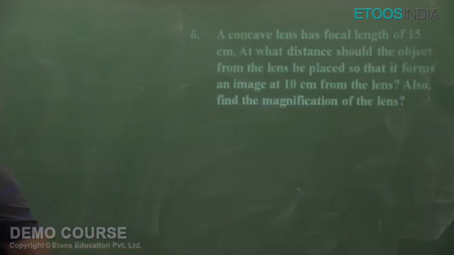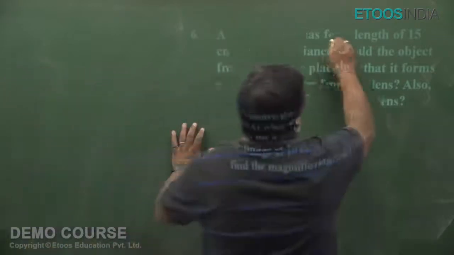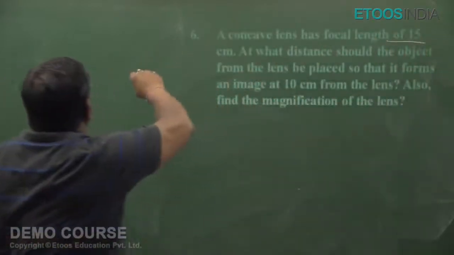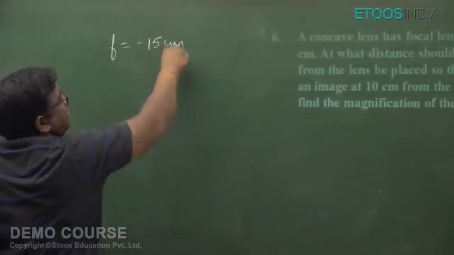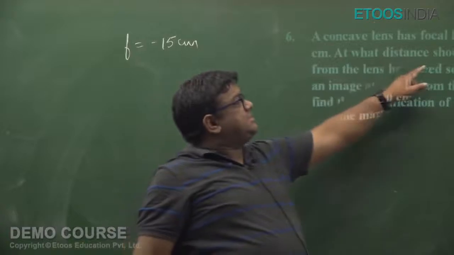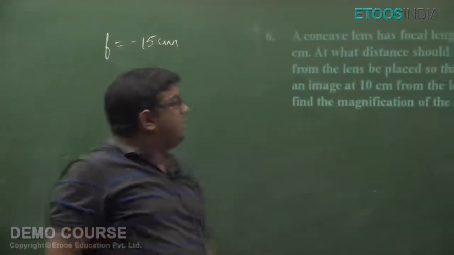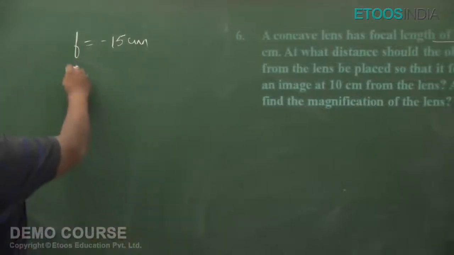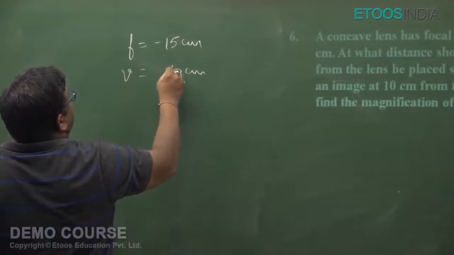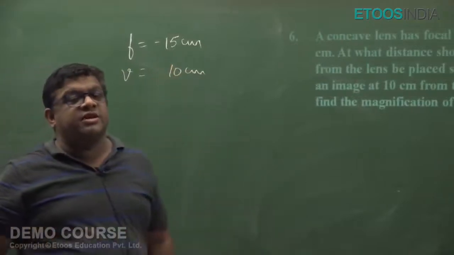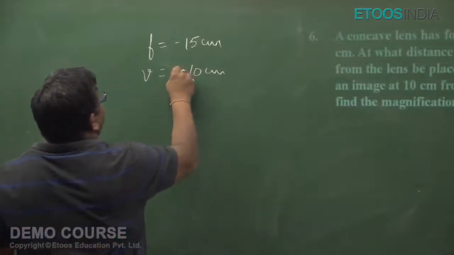A concave lens has focal length of 15 centimeter. We know that the concave lens has focal length always negative. Is it clear? At what distance should the object from the lens be placed so that it forms the image 10 centimeter from the lens? So, v is 10 centimeter, and of course, can you tell me if it is positive or negative? Yes, it is always negative.